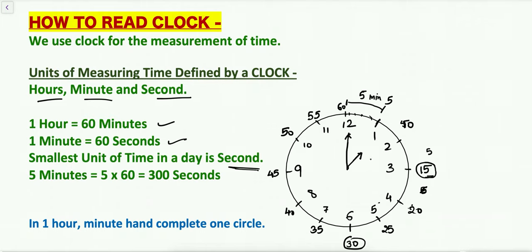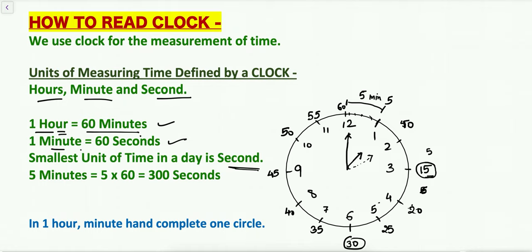Then it will move to 2. Then the time will be 2 o'clock. After completing 60 minutes, the time will be 2 o'clock. So 1 hour is equal to 60 minutes. After the completion of 60 minutes only, the 1 hour will be completed.